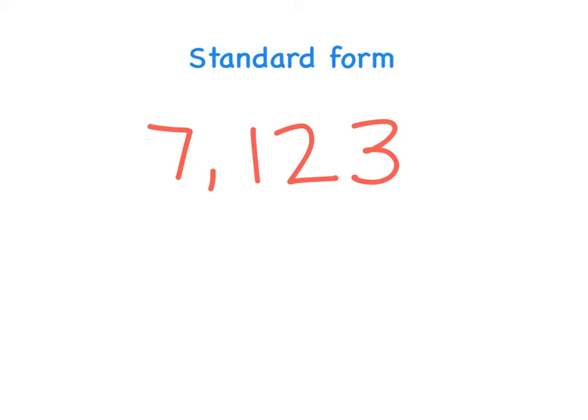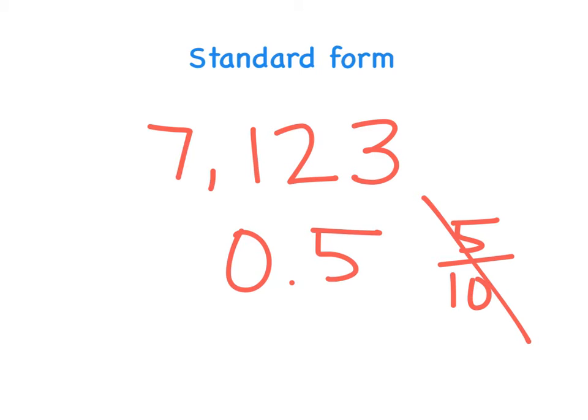So if I told you to write the standard form of 5/10, you would write 0.5. We wouldn't write 5 over 10 because that's a fraction. Standard form uses digits, which are 0 through 9, decimal points, or commas. The next form we have is expanded form. Expanded form takes the value of each digit and adds it up.